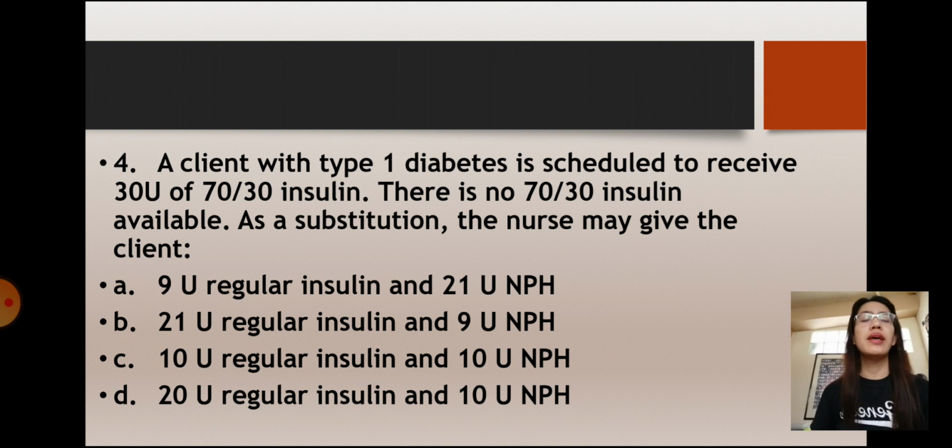Ang regular insulin natin, anong kulay niya? Clear. Siya din ang kaisa-isang insulin na pwede mong ibigay through IV. So, pagka-emergency, for example, DKA, kasi complication na yon, ang binibigay nating insulin is the regular. Ang NPH naman, it is cloudy. So, cloudy siya.